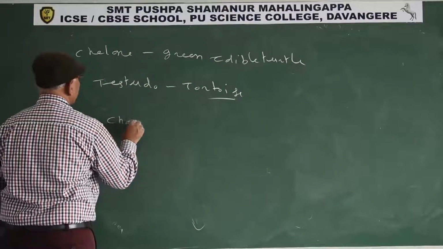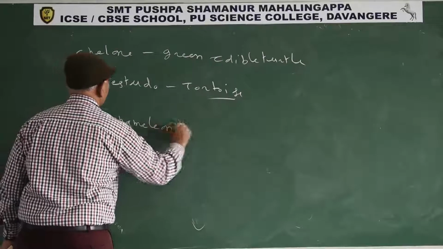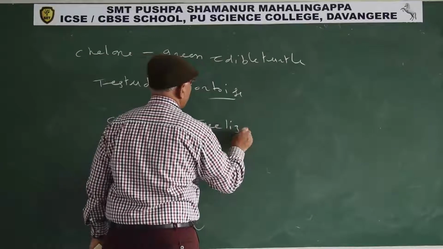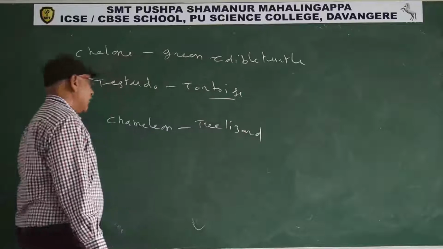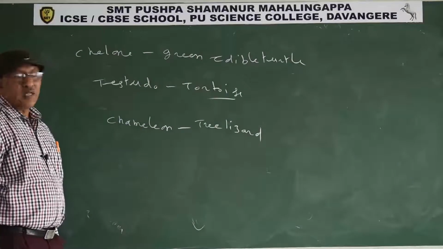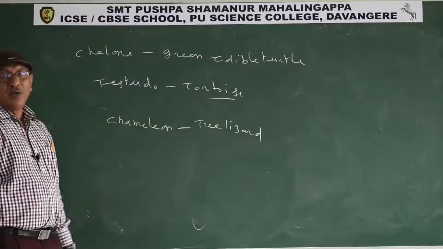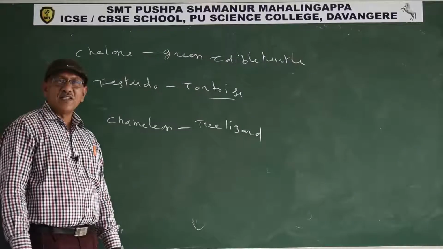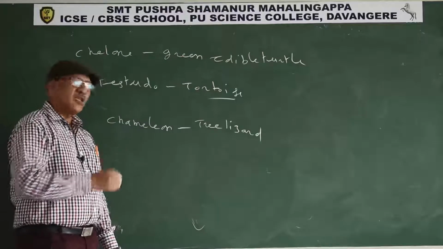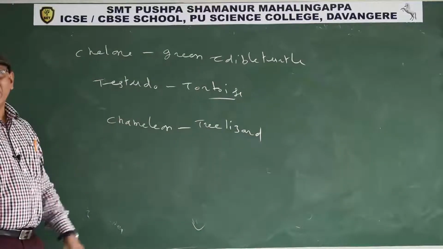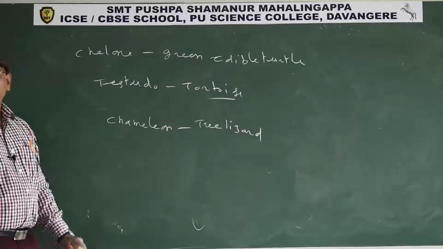Chameleon, tree lizard. Chameleon is a tree lizard. It frequently changes its color. It is known as protective coloration or mimicry. So chameleon frequently changes its color depending upon the background, so the predator is unable to identify the chameleon.